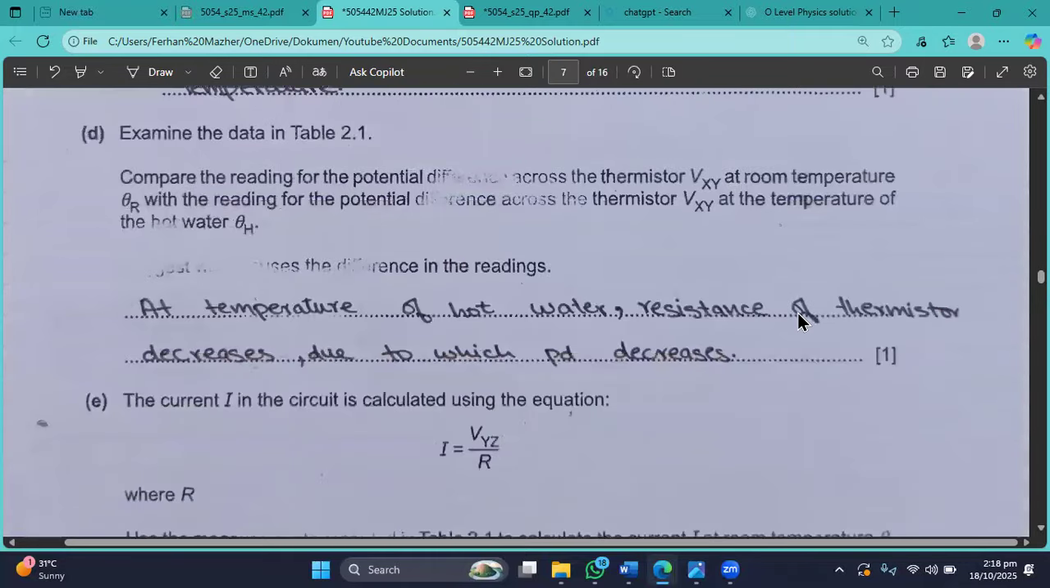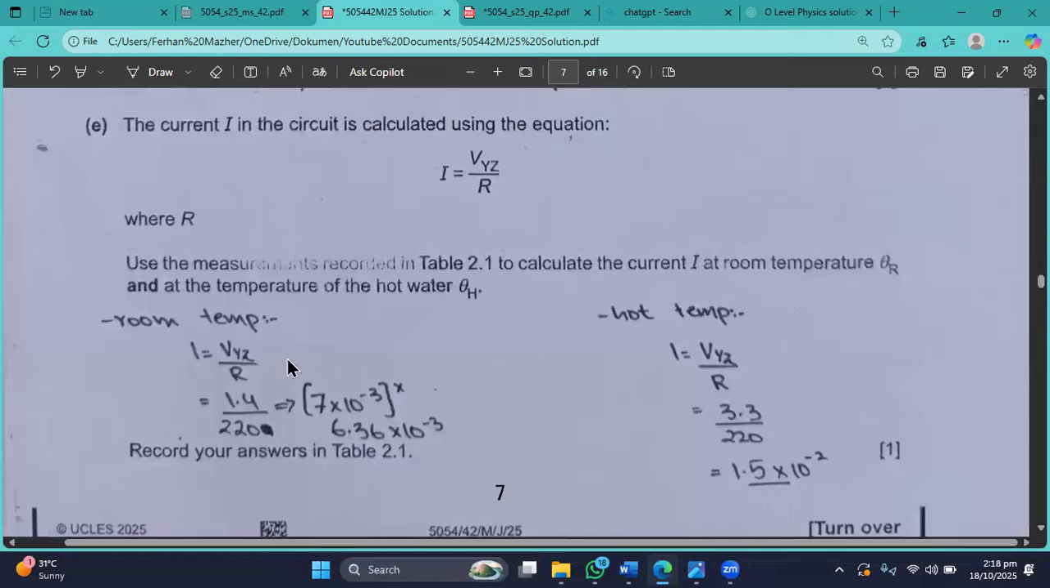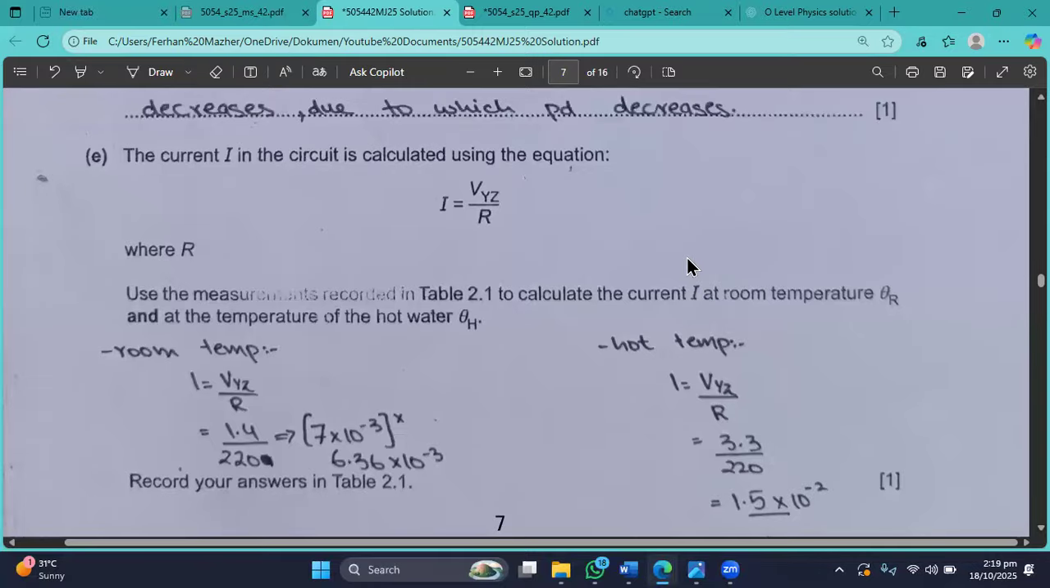So let me show you here. We have shown these readings. This is that question. At room temperature, 1.4 volt is the voltage drop across the fixed resistor, and its resistance is 220. So when you divide 1.4 by 220, you get 6.36 × 10^-3, or you can say 7 × 10^-3 if we round it off. At the hot temperature, it will be Vyz divided by R, 3.3 divided by 220, and that is 1.5 × 10^-2. And you will note down these values in that table.